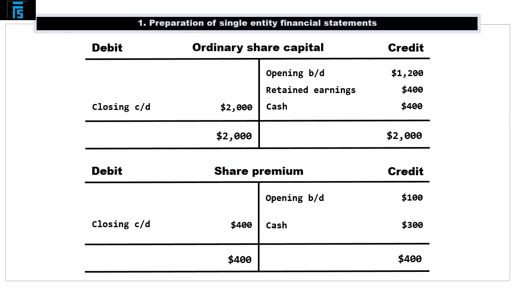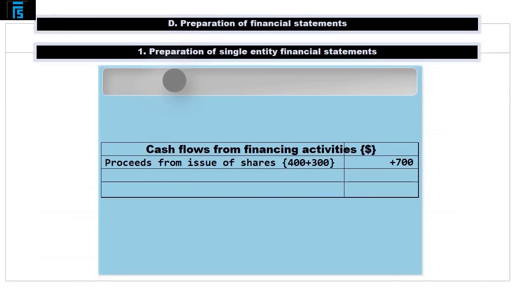Putting the two results together, we conclude that the proceeds from the issue of shares, which would need to be reported in the financing activities section of the statement of cash flows, are €700, the sum of the 400 and 300 cash credits to both accounts.